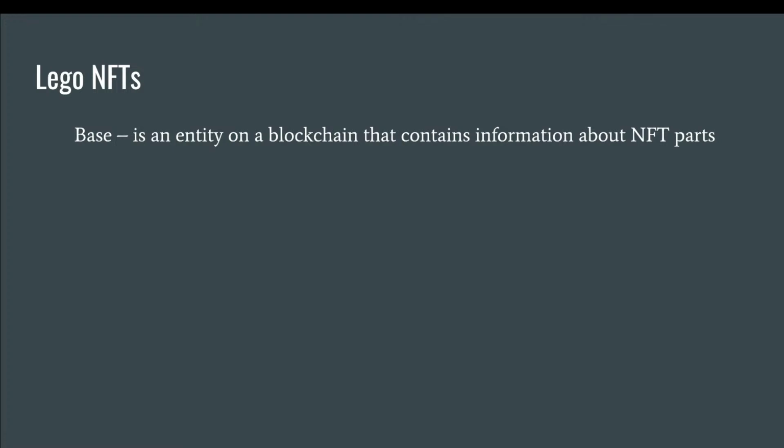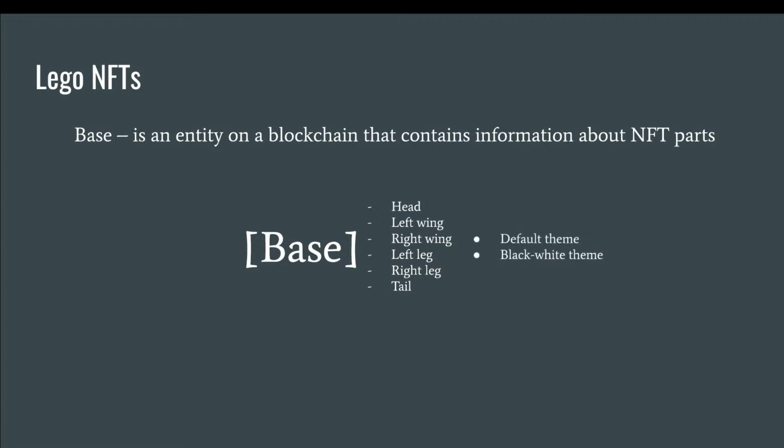Let's talk about Remark bases. A base is an entity stored on the blockchain that contains information about NFT parts. In our example, we will consider a base with bird parts such as head, wings, legs, tail. Each part contains a link to an SVG picture. Also, a base can contain themes. They are just key value pairs stored inside a base. In our example, we will use simple themes with just one property, the color property, and our base will contain two themes, the default one and the black and white theme.